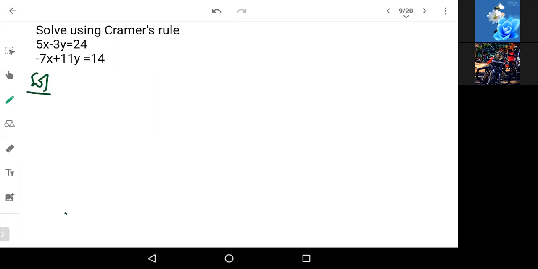Solution. So we have two equations given. Let us first form the delta. So delta is equal to, be careful with the sign, 5, minus 3, minus 7 and 11. If you observe here, you have minus 3y and I took minus 3, the full coefficient along with the sign. And if you see minus 7, consider the complete number along with the sign.